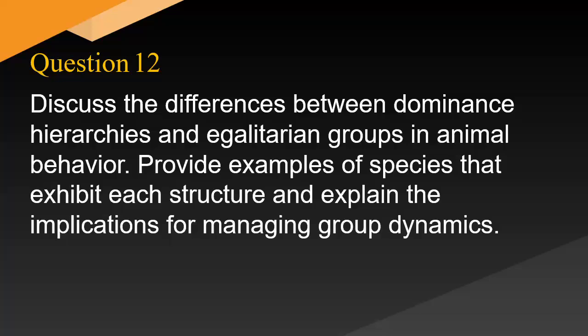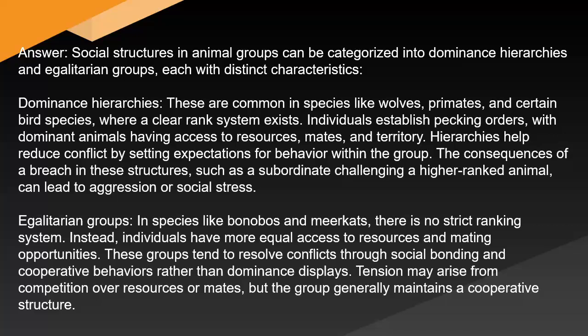Discuss the differences between dominance hierarchies and egalitarian groups in animal behavior. Provide examples of species that exhibit each structure and explain the implications for managing group dynamics. Answer: social structures in animal groups can be categorized into dominance hierarchies and egalitarian groups, each with distinct characteristics.